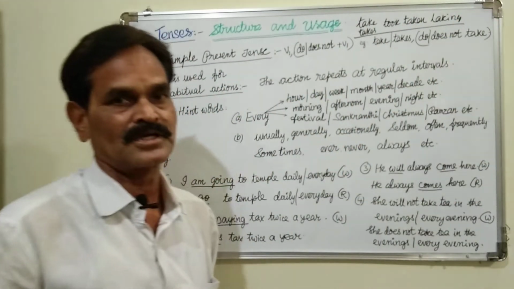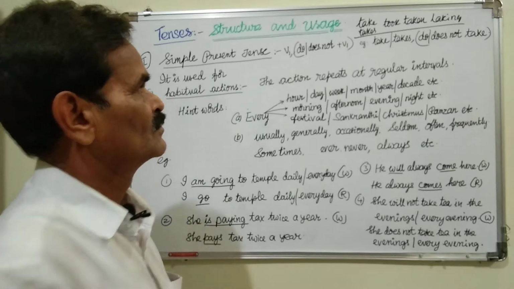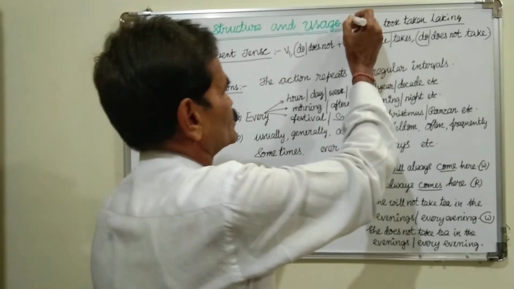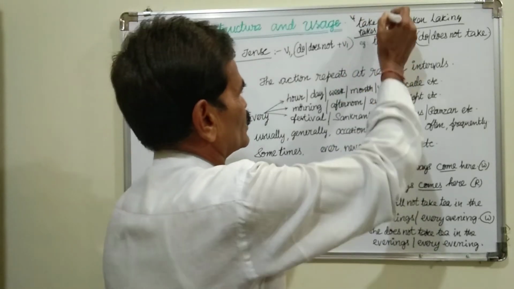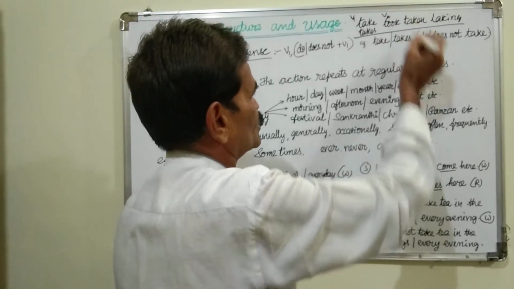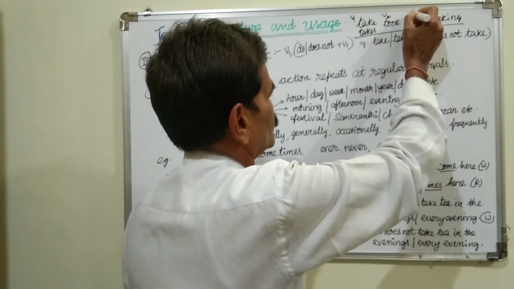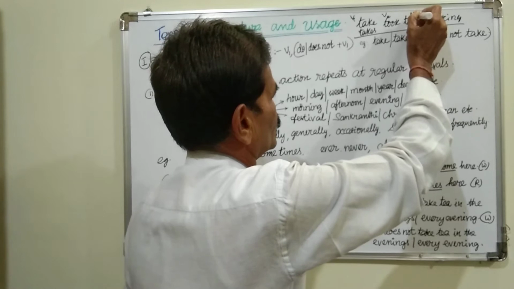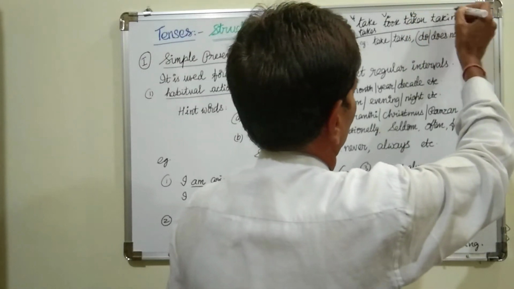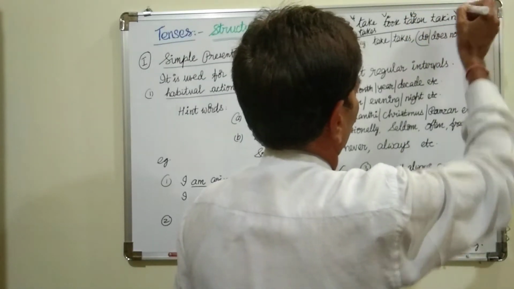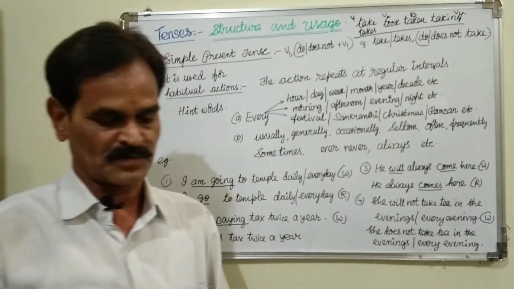These 4 are the main forms of the verb. In this, take or takes is V1 or present tense. Took is V2 or past tense. Taken is V3 or past participle. Taking is V4 or present participle.